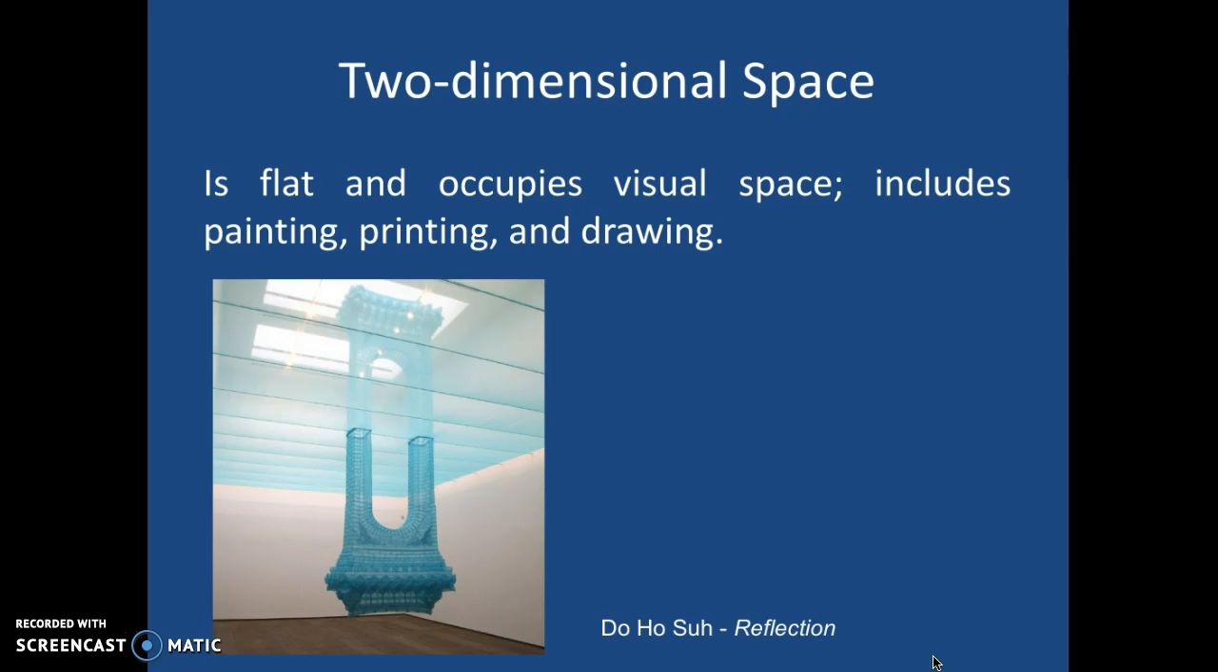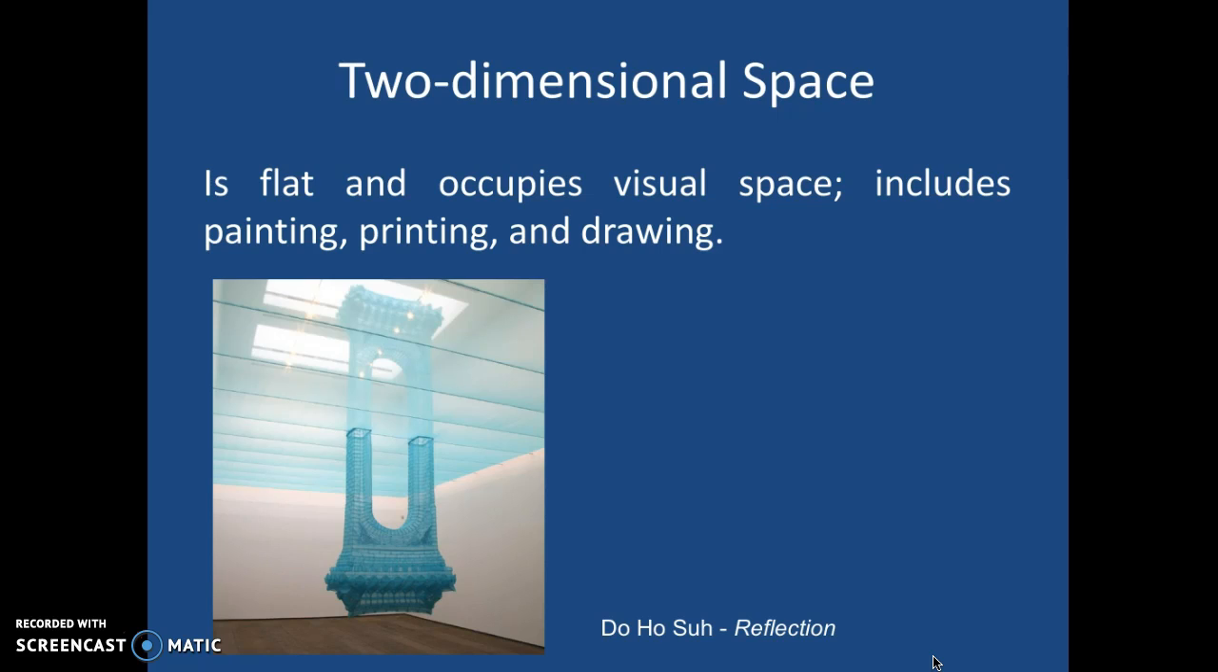Two-dimensional space refers to a flat use of space, which occupies a visual element. It is not something that is necessarily actually there, but something that is implied typically. And so painting, drawing, and printing are all examples of two-dimensional space within art. They exist really only within the context of the image's surface, which is known as the picture plane.